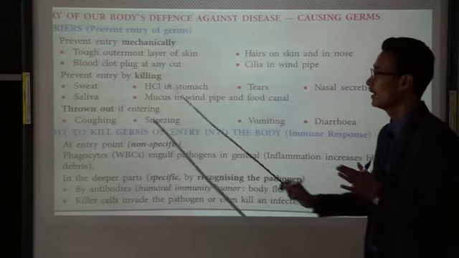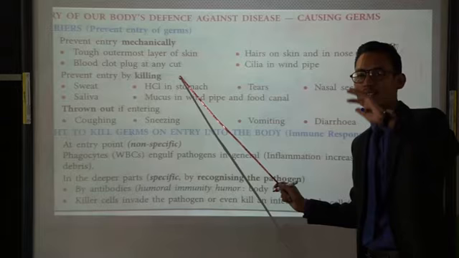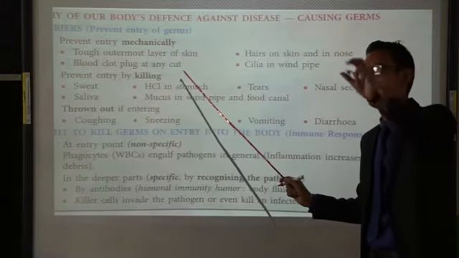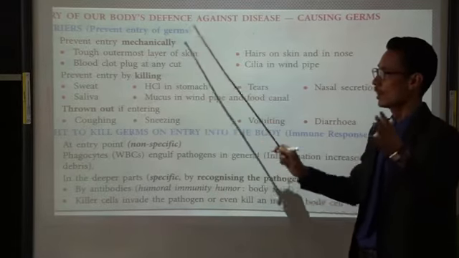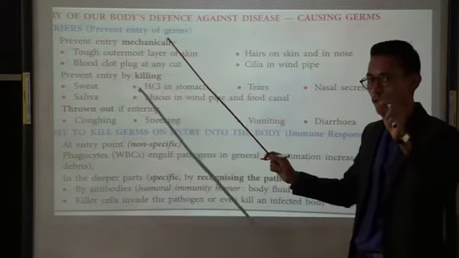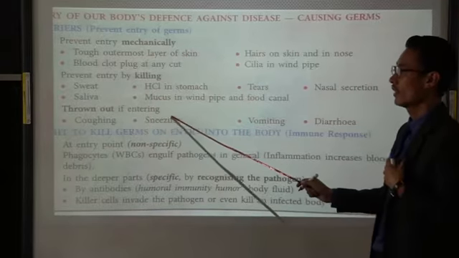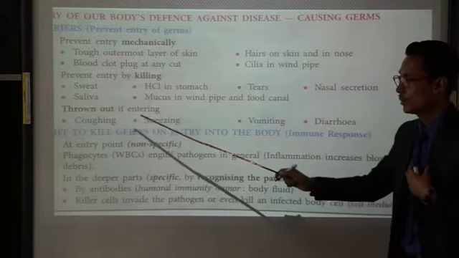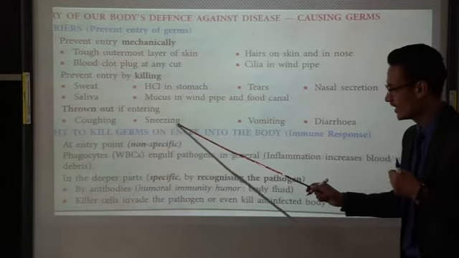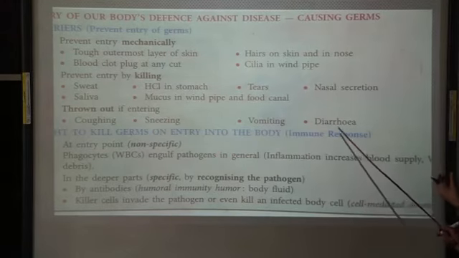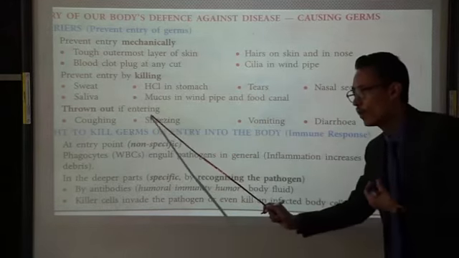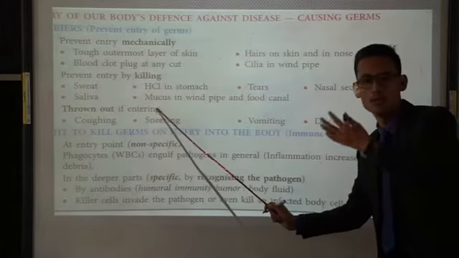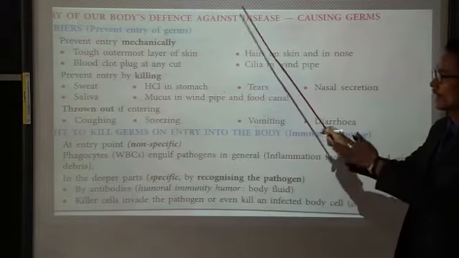All this will prevent entry by killing, which will help in the killing of germs if they enter into our body. We are talking about the local defense mechanism. If the germs enter our body, then we will go for coughing, sneezing, vomiting and diarrhea. So this will remove the foreign microorganisms from our body. So this is the local defense mechanism.